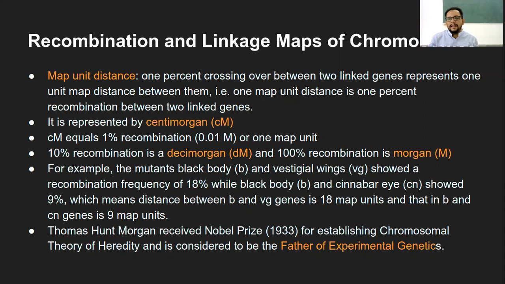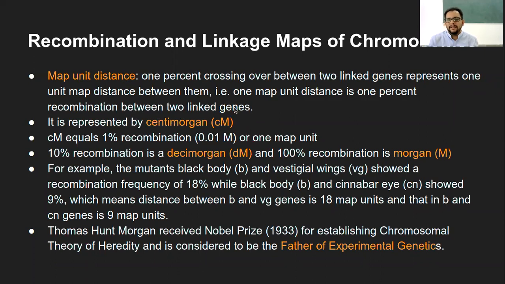So in the case of a chromosomal map, we also have this map unit distance, which is nothing but 1% crossing over between two linked genes. So when these two linked genes cross over, and that chance is 1%, it represents 1 unit of map distance between these two genes. In other words, 1 map unit distance is 1% recombination between two linked genes, right? So that is the map unit distance.